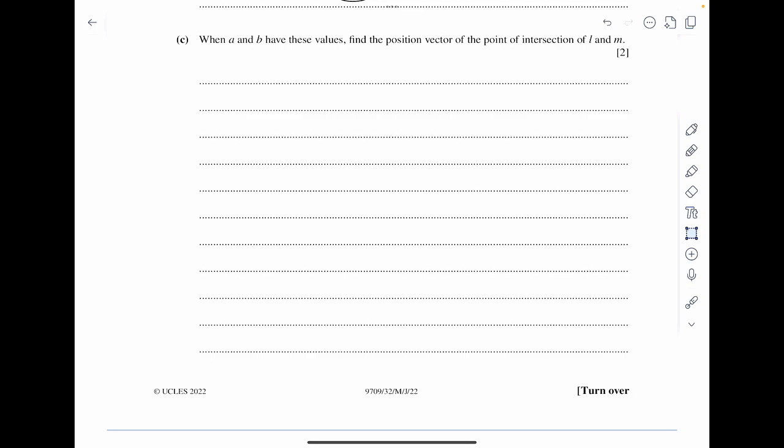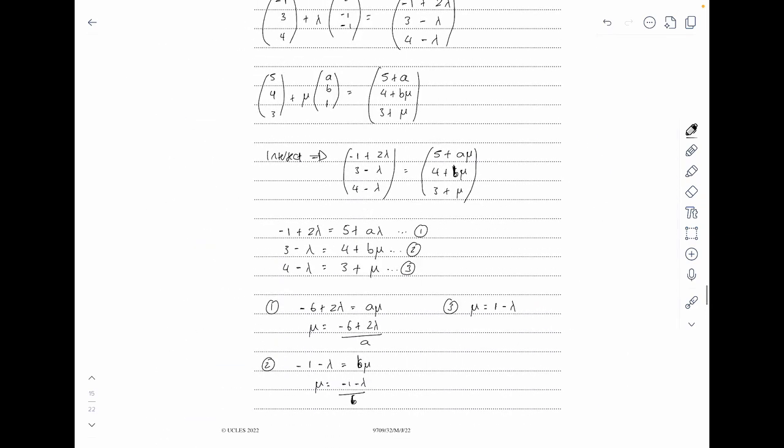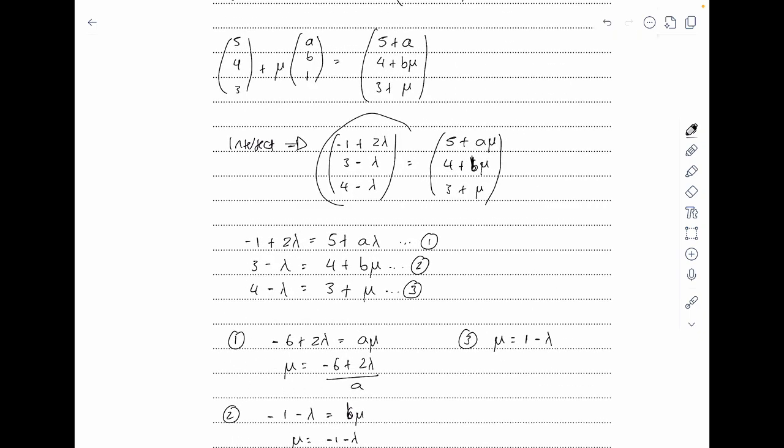Alright guys, so now it says when A and B have these values, find the position vector of the point of intersection of L and M. So to break this down, position vector, keyword, point of intersection, keyword, L and M, keyword. With 3 keywords there. So position vector, L and M intersection. All that means is we need to find lambda or mu, and plug it into any of these equations. I'm going to choose lambda because it's easier. But in essence, this is what this represents, because this is the point of intersection.